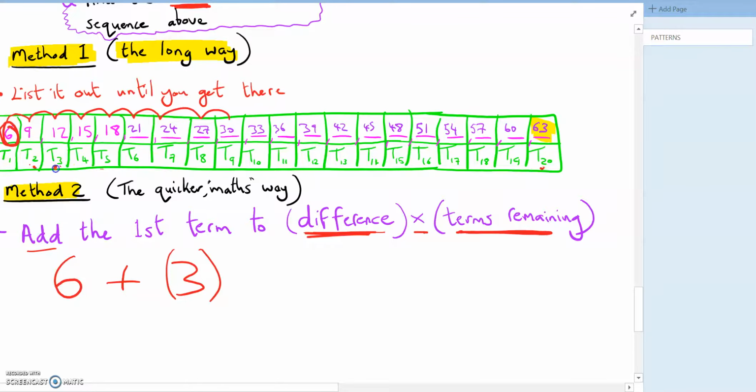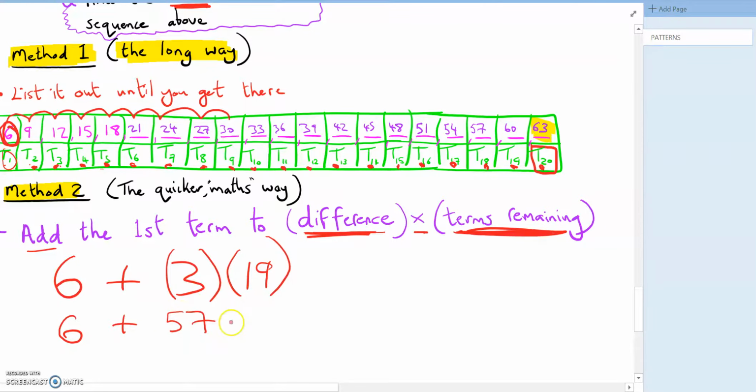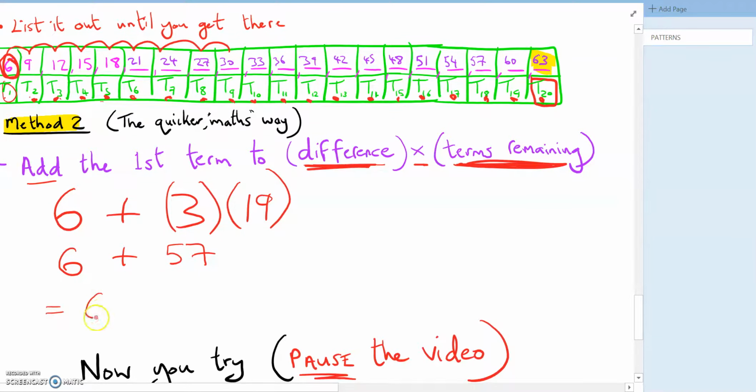Well, there's 1, 2, 3, 4, 5, 6, 7, 8, 9, 10, 11, 12, 13, 14, 15, 16, 17, 18, 19. Or in other words, the one you've been asked in the question, take away 1, because we already are at the first term. So it's going to be 3 by the terms remaining, which is 19 terms remaining. That is 6 plus 3 by 19, which is 57. Your answer there, 63.